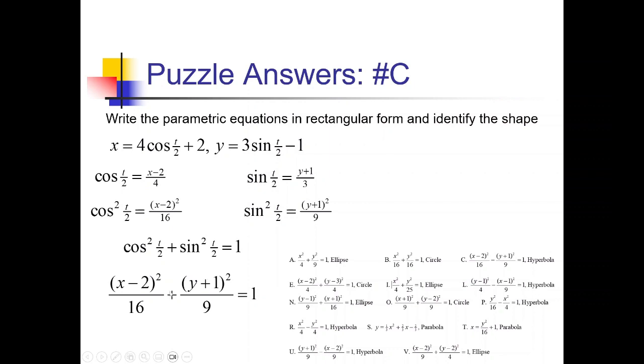Plus means it's not a hyperbola. Different denominators means it's an ellipse, not a circle. So all that's an ellipse.